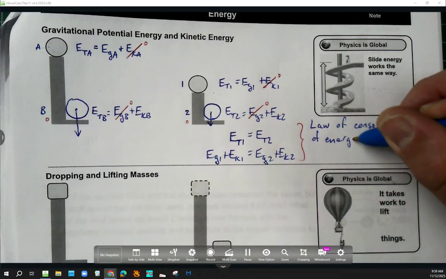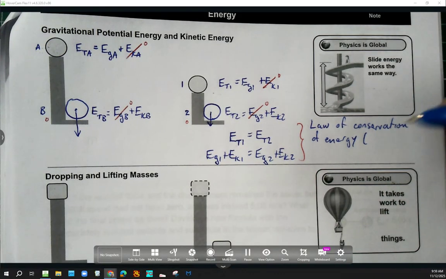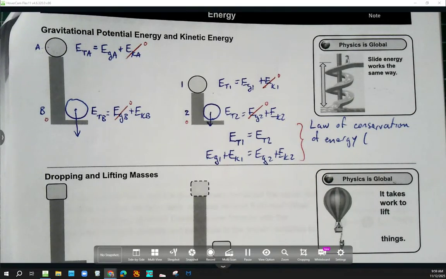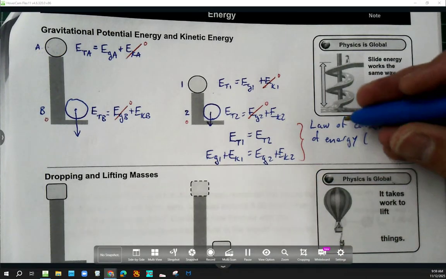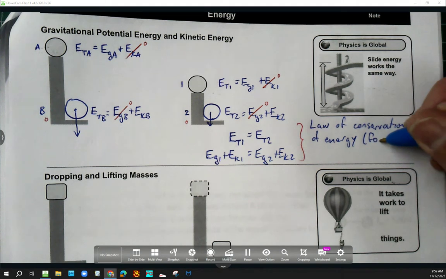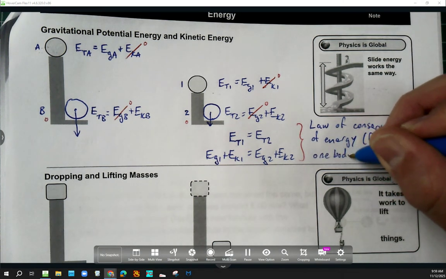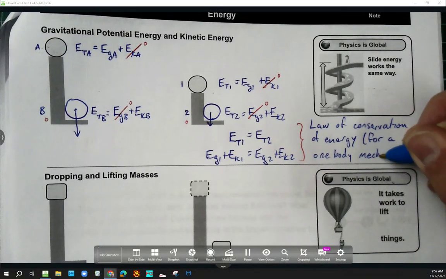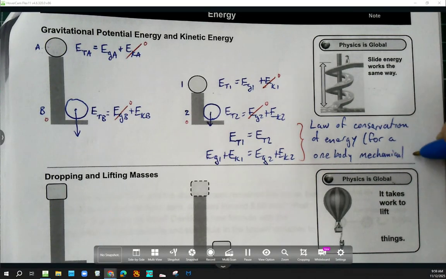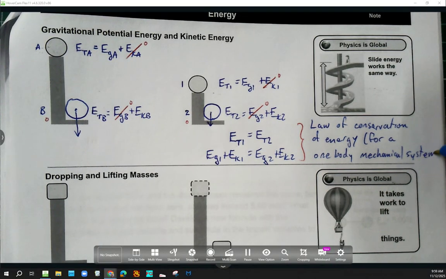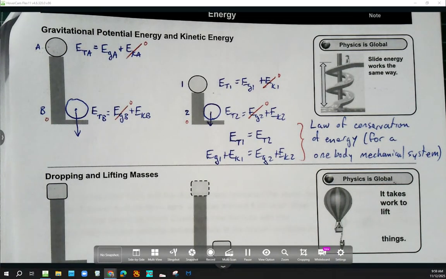Now, this specific one, because there's only one object involved, I might say it's the law of conservation of energy for a one-body mechanical system. But broadly speaking, whenever the initial energy is being claimed to be equal to the final energy, we're talking about the conservation of energy. This happens to be a one-body mechanical system.